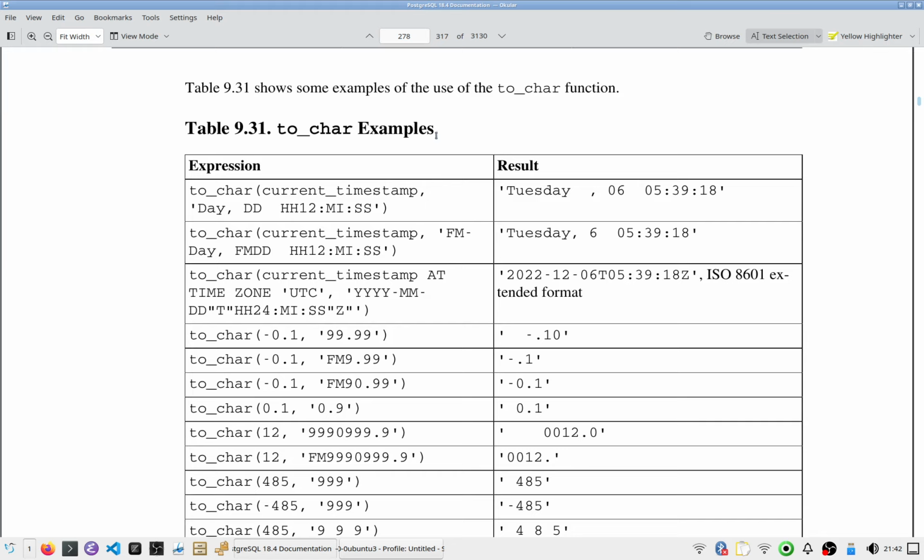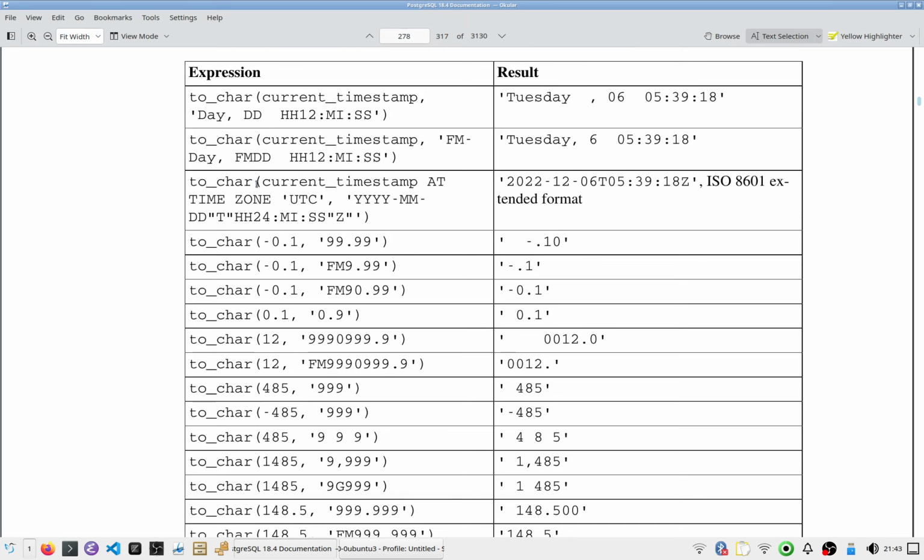Now we have some examples and usage of the to_char function. We have to_char of current_timestamp, and we convert it to 'Day, DD HH12:MI:SS', and it is formatted like this. Then we have another example. In this case, DD has become FMDD, fill mode, and HH12 remains the same, and the rest remains the same. You see the spacing has been filled here. Then we have to_char of current_timestamp at time zone UTC, and this is the pattern. So this is how it will be formatted.